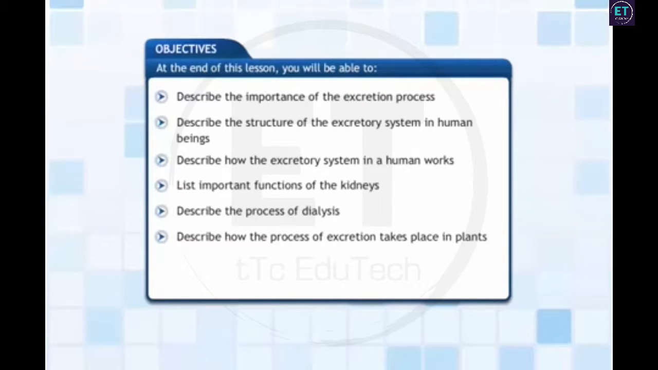This lesson is about the process of excretion in different types of organisms. At the end of this lesson, you will be able to describe the importance of the excretion process, describe the structure of the excretory system in human beings, describe how the excretory system in a human works, list important functions of the kidneys, describe the process of dialysis, and describe how the process of excretion takes place in plants.